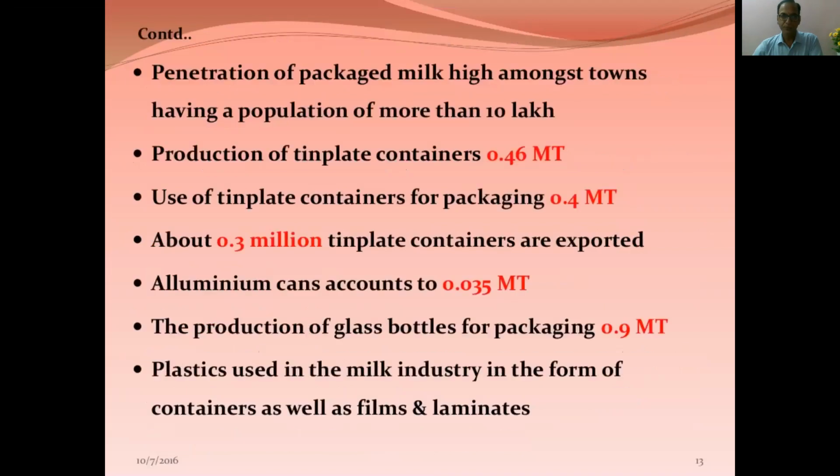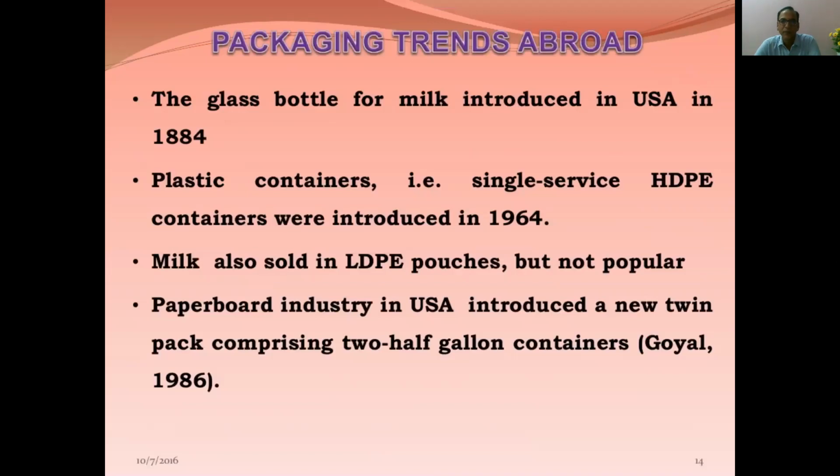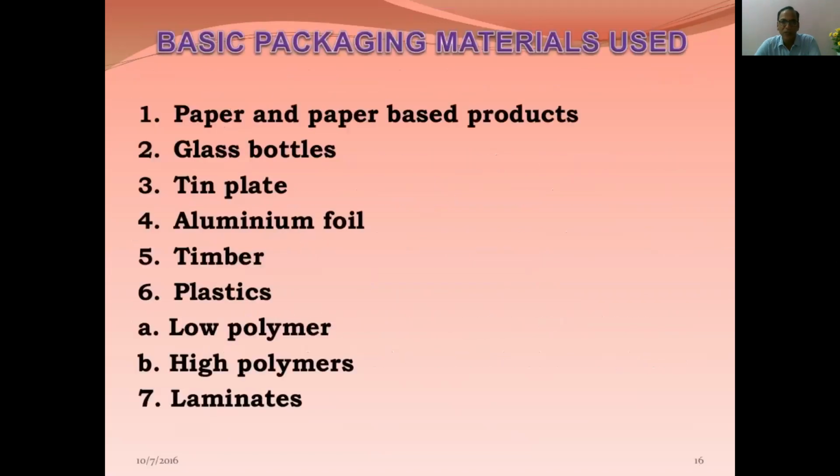Anyway, next. I'm not telling much about this slide. It says here how much is the tin plate containers, 0.46 metric ton, aluminum cans, this much. And then there is the plastic used in the milk industry in the form of containers as well as film and laminates. Packaging trends, I'm not worried about this.